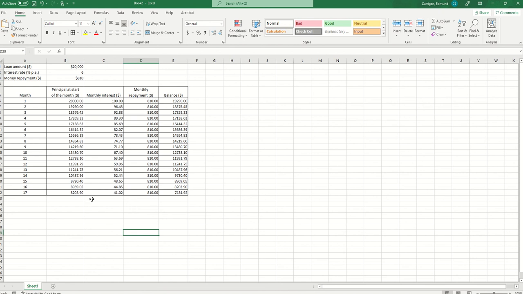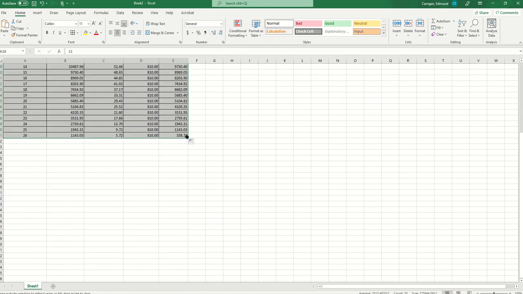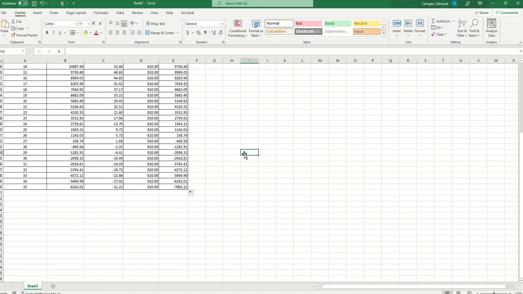Now, how long will it take Jordan to repay the loan? What we're looking for is for him to get to where the balance is 0. I haven't gone far enough, so I'm going to grab some more and drag. I still haven't gone far enough, so I'm going to drag again. Now I'm finding that after 26 months we owe $338.74. After 27 months we're in the negative. So what that means is it's going to take us 27 months to pay this back.